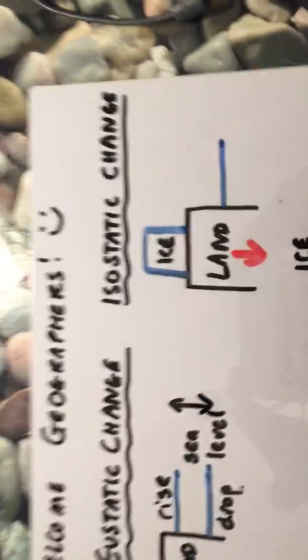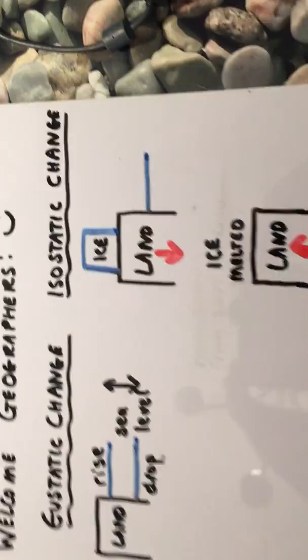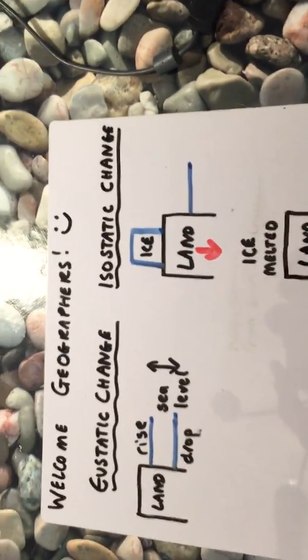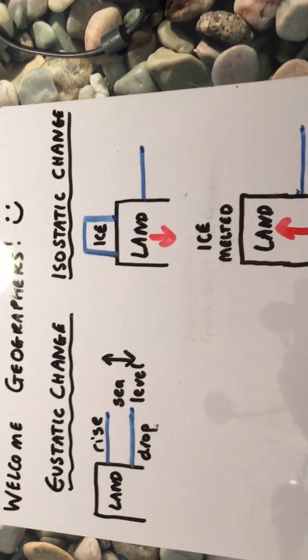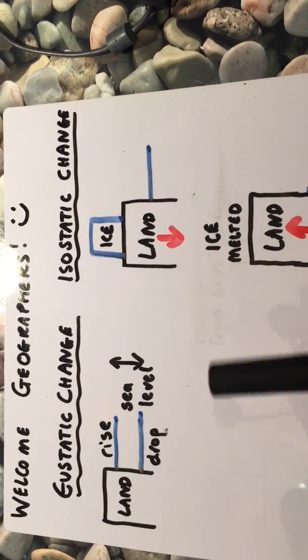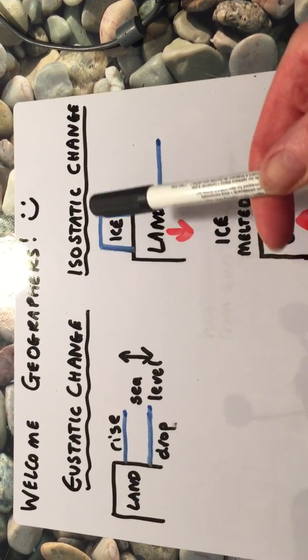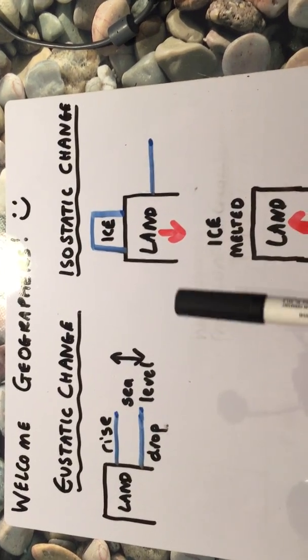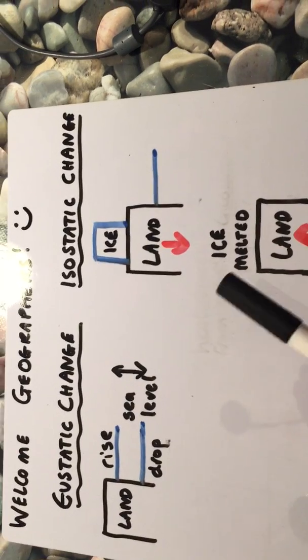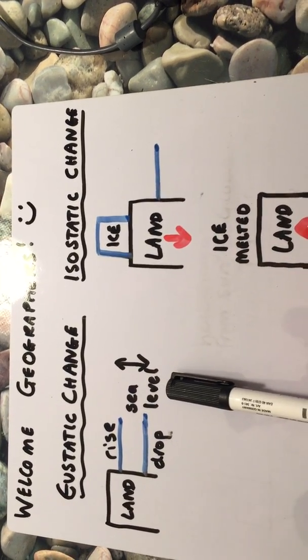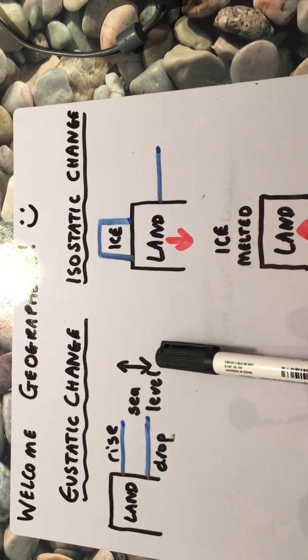So what have we got? We've got two new words. I'm just sat down and getting my phone at the right angle for you all to see. So you've got two types of change, something called eustatic change and something called isostatic change. Now the eustatic change just means one thing. It's the sea level either going up or going down.